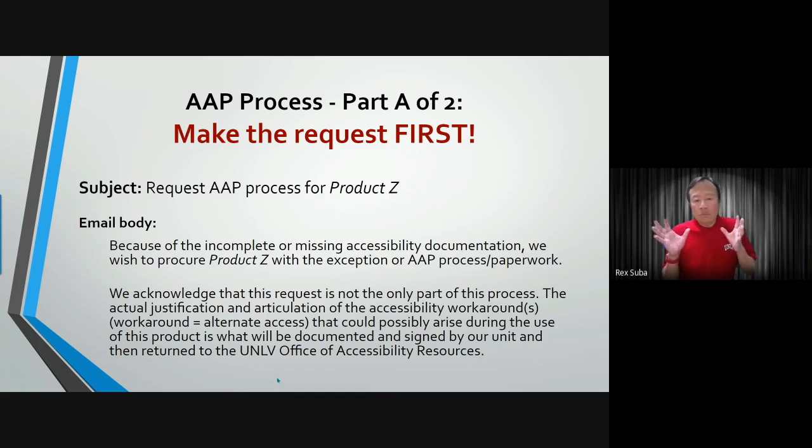You telling us how wonderful the product is or how crucial it is, that's not any bearing. We are dealing with the content. Is there accessibility documentation, or we're going to do this workaround? We're not going to make an exception for the paperwork. This is the exception process.